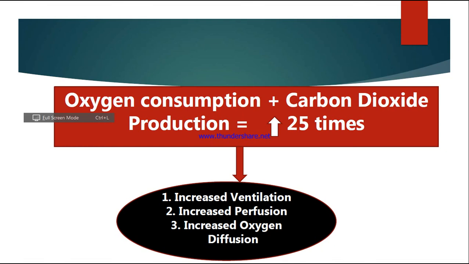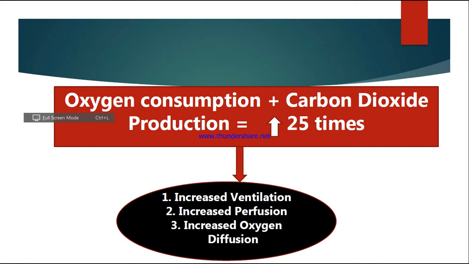So we know that oxygen consumption is increased during exercise and carbon dioxide production is there. They will increase 25 times. And what will be the effect? There will be an increase in ventilation during exercise. There will be an increase in perfusion, meaning blood supply to the different areas, not only for the lungs but in fact every organ, and especially the exercising muscles, which need more and more blood supply.